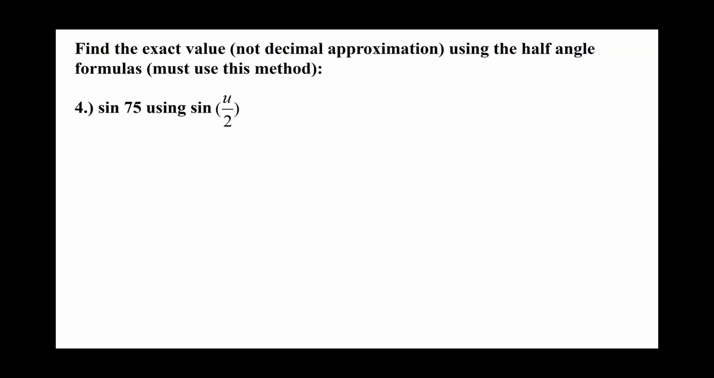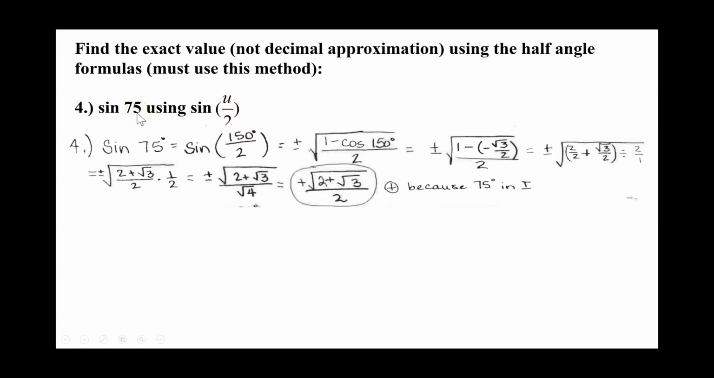All right, now they ask us to find the sine of 75, but this time using a different method. They want us to use our half angle formula. They want us to use u divided by 2. So I need to think about what divided by 2 will give me 75. Well, 150 divided by 2 will give me 75. So I'm going to replace u with 150.